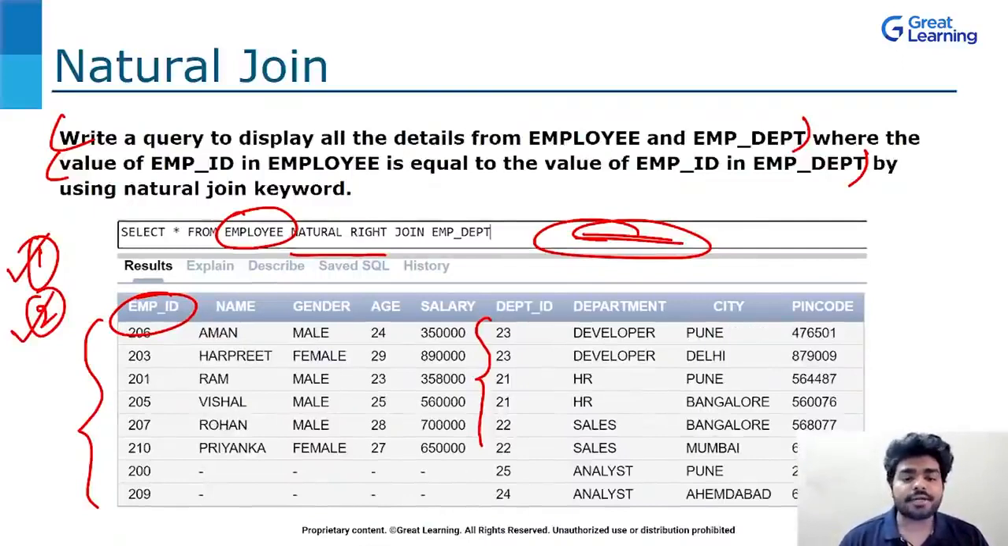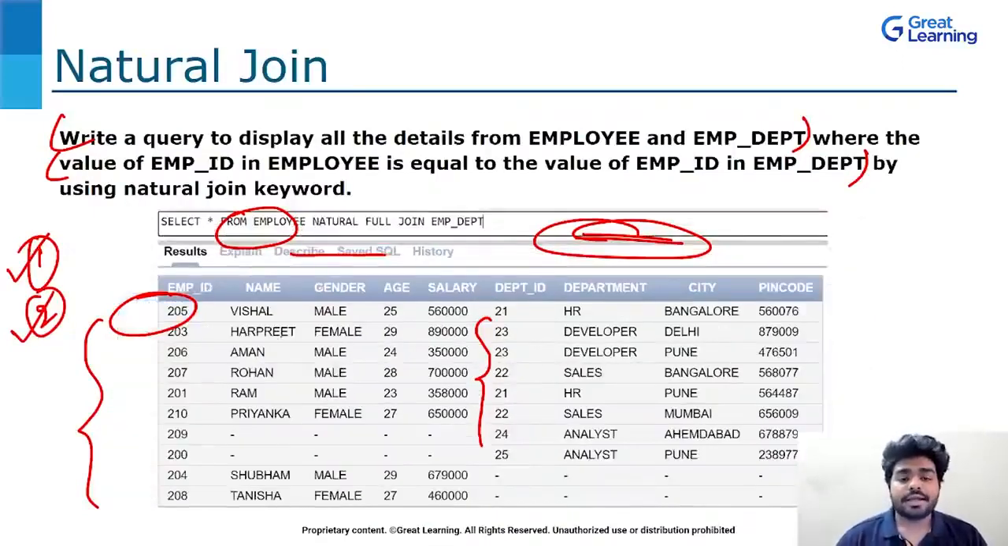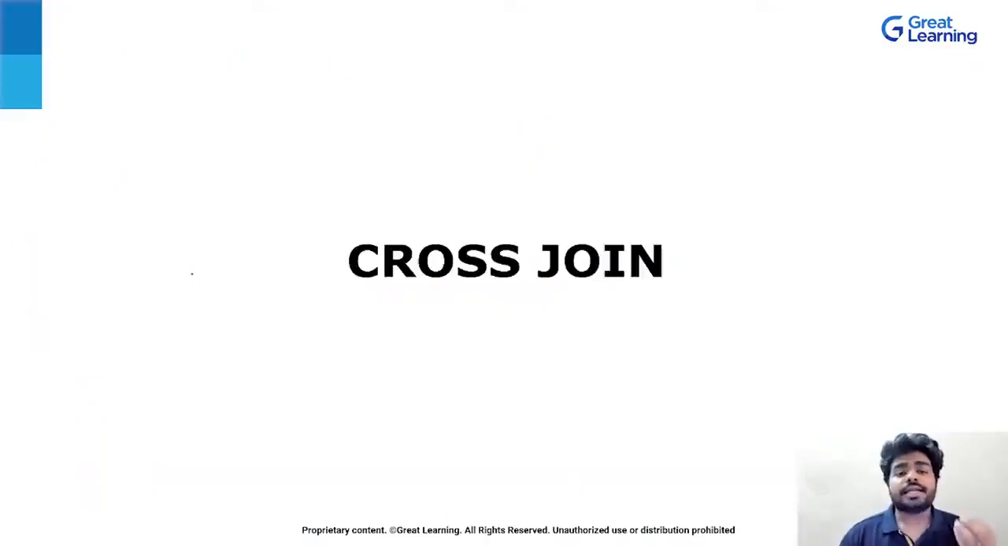So natural right join, same thing, and natural full join. Can you see? Everything is coming. Every data is coming. 8 data from employee table and 8 data from employee department. But employee ID is only one column, right? So I hope you have understood natural join.